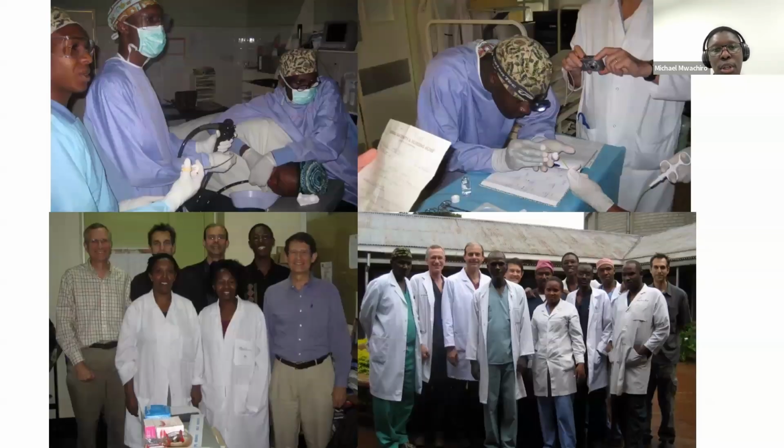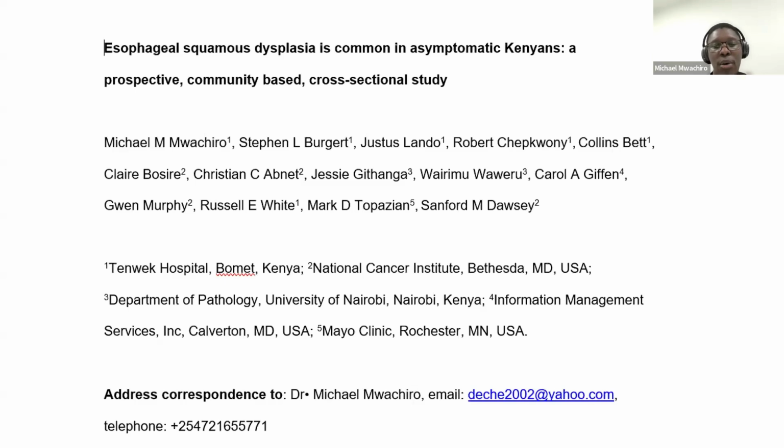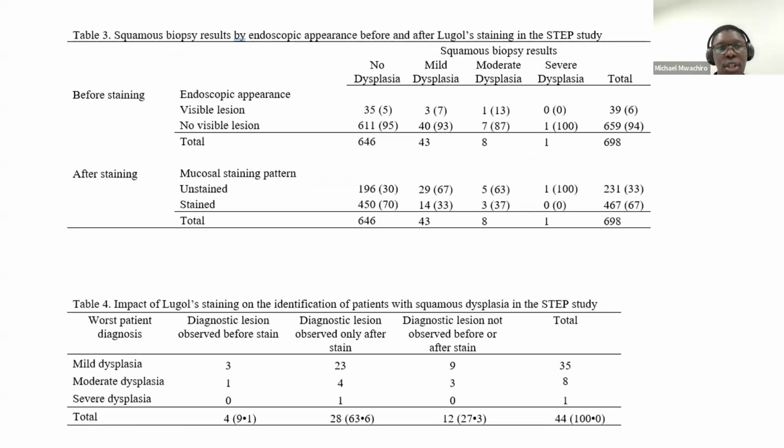This just shows you the actual process of doing the study, the team collecting the material. Now, when I was done with the study, this is actually the first draft of this project, and you can see the title has changed. It became "Esophageal Squamous Dysplasia is Common in Asymptomatic Kenyans: Prospective Community-Based Cross-Sectional Study." And so we made the first draft of the manuscript after multiple revisions. This is an example from the draft submission paper that I had.